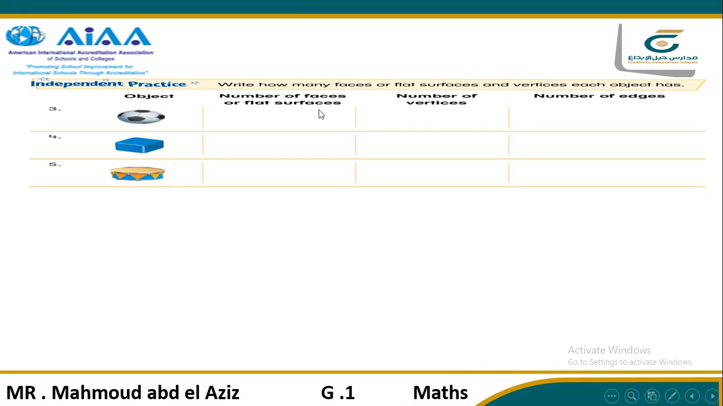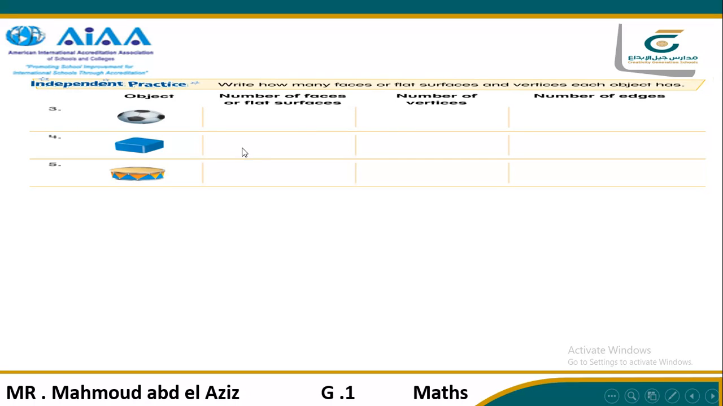What is the number of faces here? You can see no faces here, so we write here 0. What is the number of vertices? Any sphere has no vertices, so we will write another 0. And number of edges? No edges means no lines like this one here. So we don't have any lines here, so we write 0. So a sphere has 3 zeros: no faces, no vertices, and no edges.